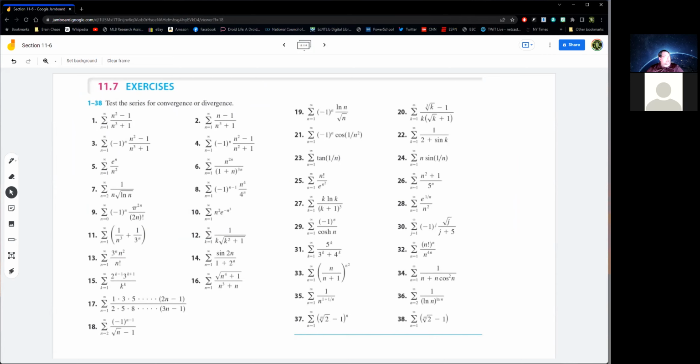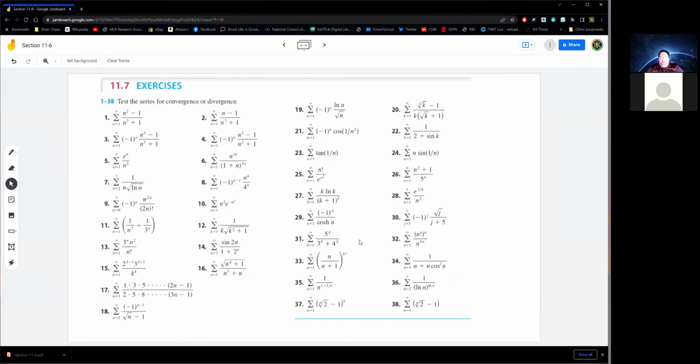Honestly, that's going to help you more than just testing all the tests. This is going to help you a ton, much better on the test than doing the other ways, because you get to do all the tests basically. So just start with 11.7 straight up. I would literally do these 38 questions in 11.7.